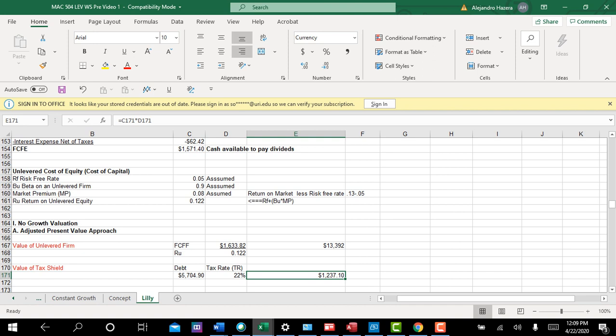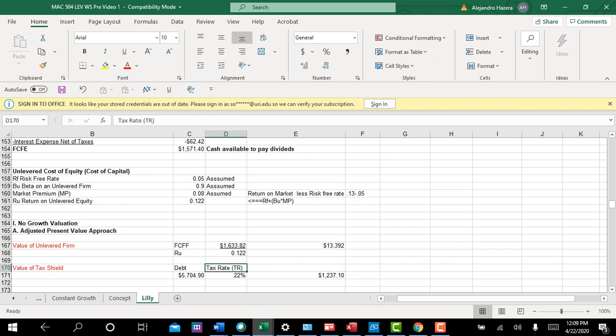Okay, and now I want to go back theoretically. It may seem a little strange that we're getting the value of our debt by taking the debt times the tax rate, but let me put a little more explanatory detail into that right there.